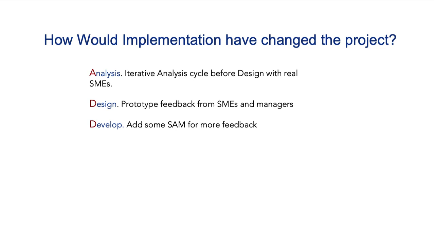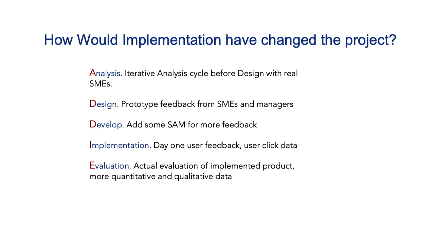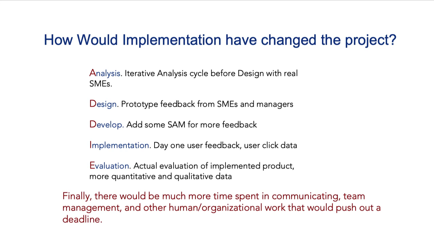At the develop phase, we could have added and tested iterations with stakeholders as needed. With the actual implementation, we would have the massive amount of information that comes from day one, all the glitches and the "I don't get it" feedback. And we'd also have the behavioral click data of our users. The evaluation stage would then have been informed with a much richer pool of quantitative and qualitative data. Finally, everything discussed above adds human and organizational work that would push out a deadline, and I think that's something I'm definitely going to need more practice with.